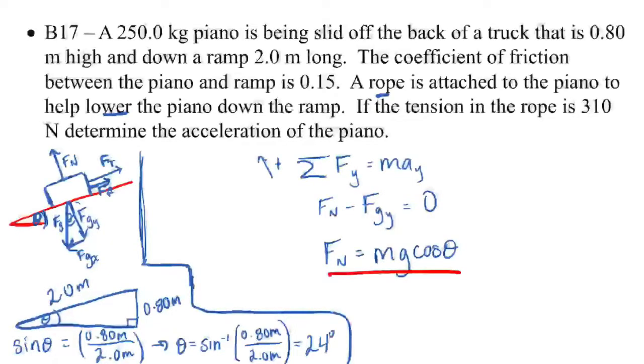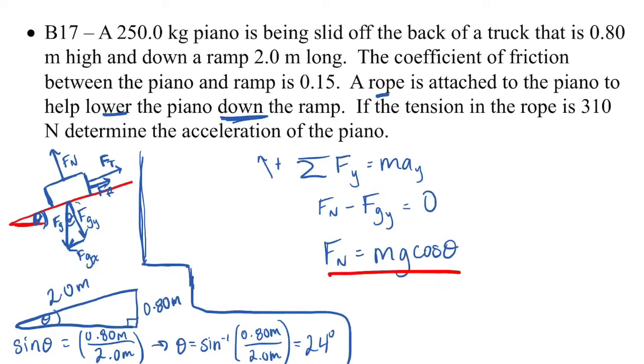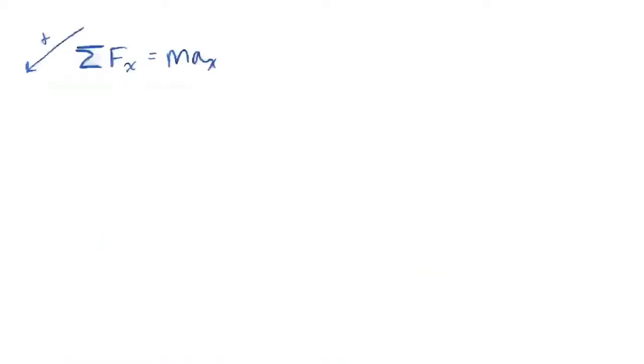Now, I do have a direction of acceleration. This thing is accelerating down the ramp. So when there's actual acceleration happening, I need to make that the positive direction. So down the ramp is positive, okay? And then I'm going to sum my forces in the x direction equals mass times acceleration in the x direction. And hey, that's actually what we're trying to find. We're trying to determine the acceleration of this piano. So yeah, that's what I'm going to find here.